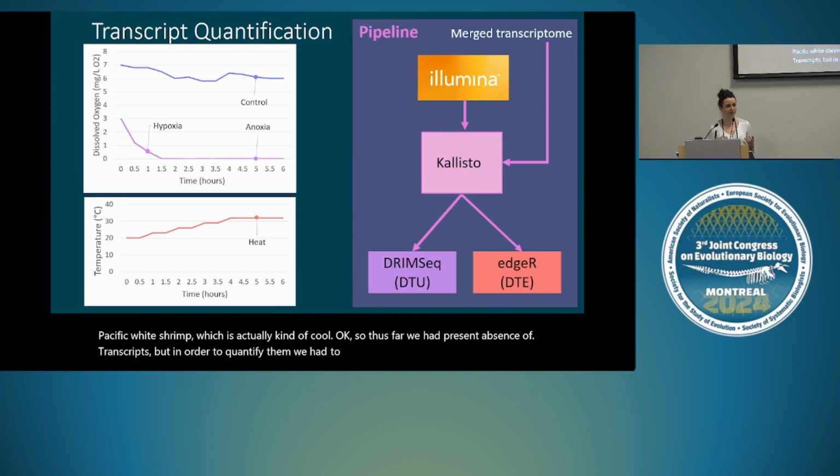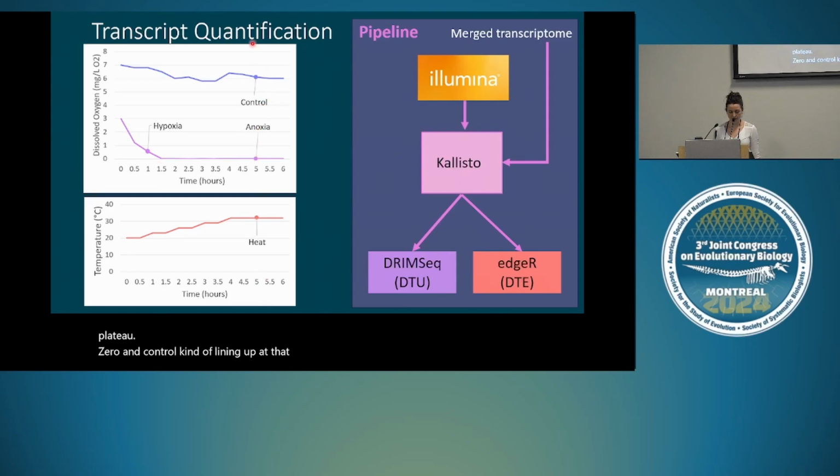Okay, so thus far we had presence-absence of transcripts, but in order to quantify them, we had to do a second RNA-seq experiment, which involved quantifying short reads. And for this, I had 4 experimental groups: hypoxia, anoxia, control, and heat. Heat being isolated at 32 degrees Celsius. And then hypoxia being isolated at 0.5 milligrams per liter of dissolved oxygen, anoxia after 4 hours post-plateau at 0, and control kind of lining up at that total 5-hour mark for the total treatment of all 3 of these groups here.